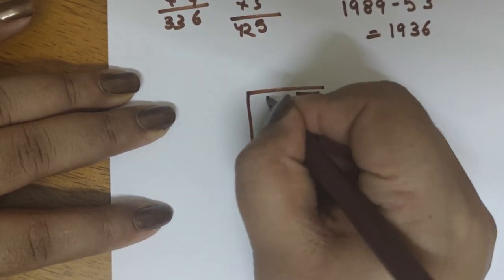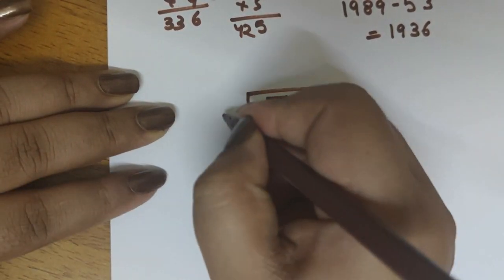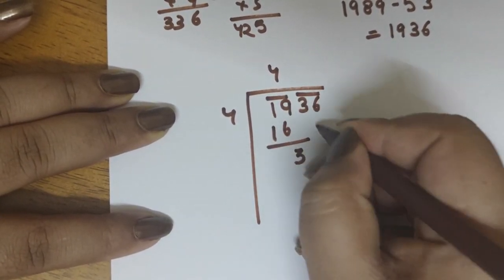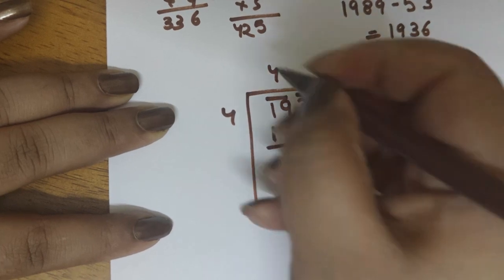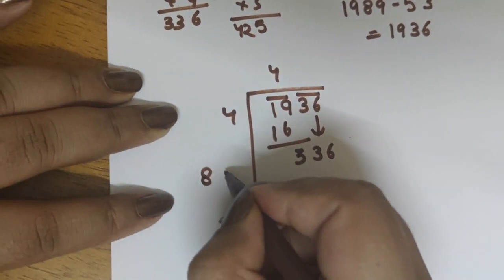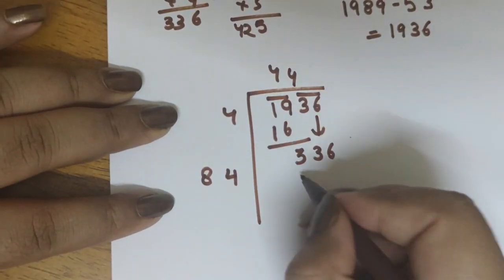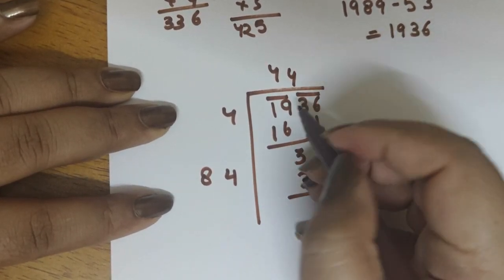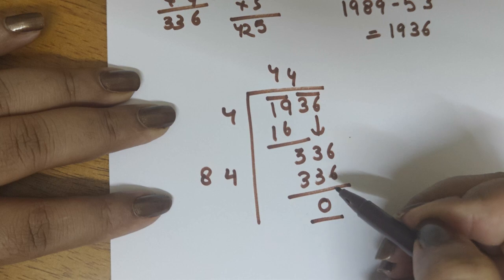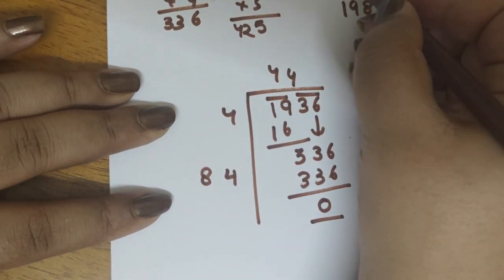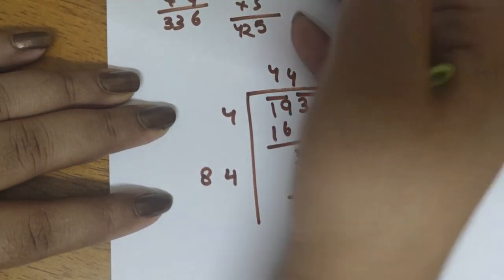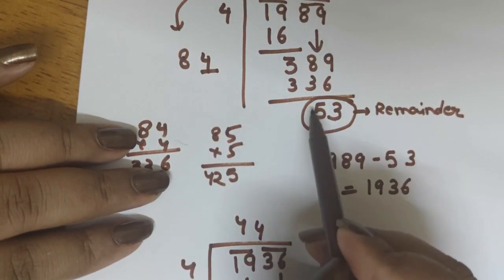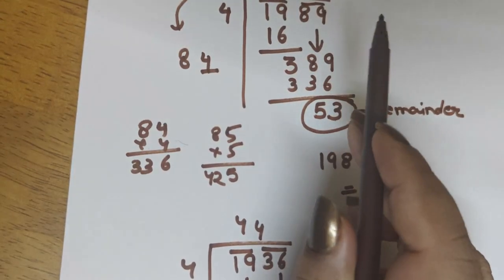Let's start pairing up. Remainder is 3. 8, we will use 4. So 4 4s are 16... 3 3 6. Remainder is 0. That means 1936 is now a perfect square. So whatever is the remainder, if we subtract it from this number, then it makes it a perfect square.